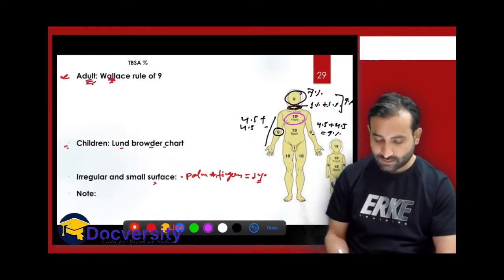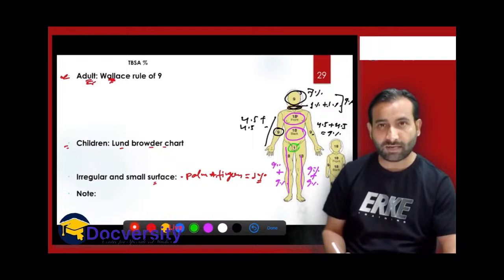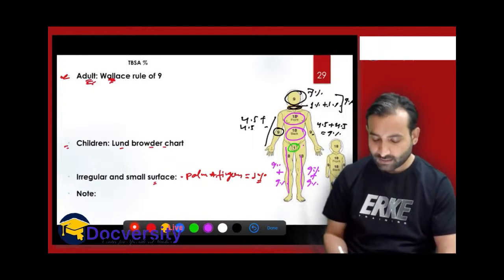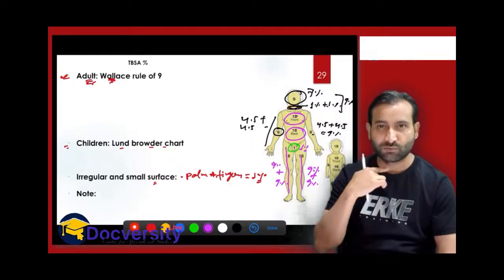And this chest, front 9%, back 9%. And abdomen, front 9%, back 9%. Remember, this leg, front 9%, back 9%, right? This leg, front 9%, back 9%, right? So remember, hand front and back is 9%, but leg front 9, back 9. Remember this one. And the groin 1%. These are the questions they will ask you in the exam, right?